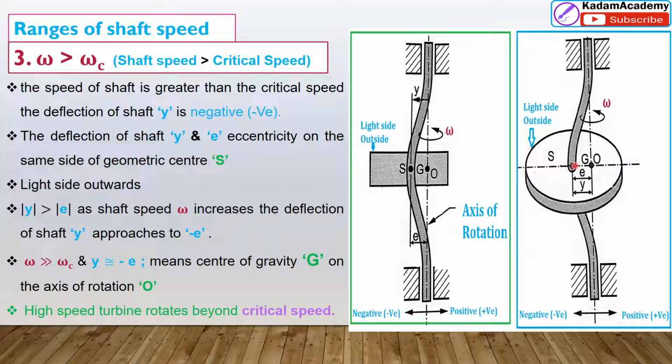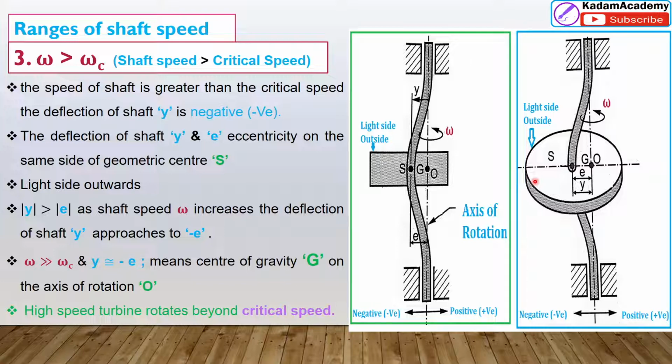Here, S is the geometric center, G is the center of gravity, and O is the axis of rotation. So e and y are on the same side of S. And what will happen here? This means the deflection of shaft y and eccentricity e are on the same side of the geometric center S.